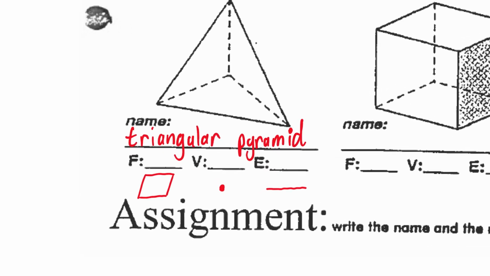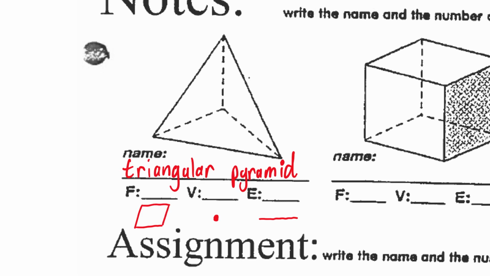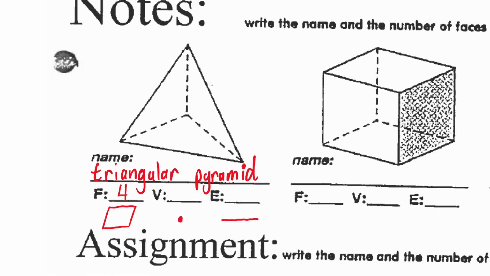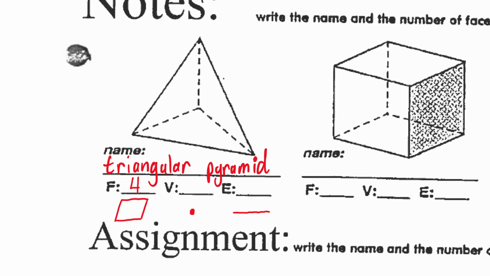So on this triangular pyramid, how many faces are there? There's 4 faces. Okay? There's the front one, the 2 on the back, and then the bottom one. Now, how many vertices are there? There's 4. There's one here, here, here, and here. Okay, how many edges are there? 6. There's 1, 2, 3, 4, 5, 6.